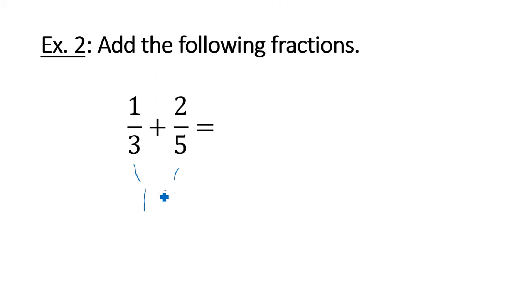Well, 15 is the smallest number. Another trick you can sometimes do, if you actually multiply the two denominators by each other, in this case 3 times 5, that equals 15, and that is also the least common multiple between the two. So now that we have our new denominators that we're going to use of 15, we do have to do some adjusting to the numerators.